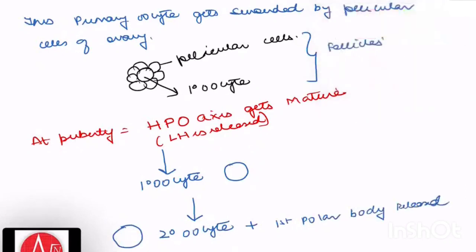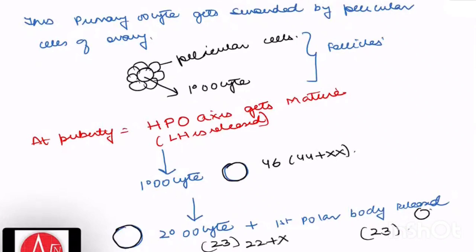Right? So the first polar body will be released. Now, after meiosis 1, the chromosome number becomes half. So the primary oocyte, which was 46, that is 44 plus XX, will form a secondary oocyte with 23 chromosomes, and the first polar body with chromosome number 23. Both of them 22 plus X, 22 plus X.